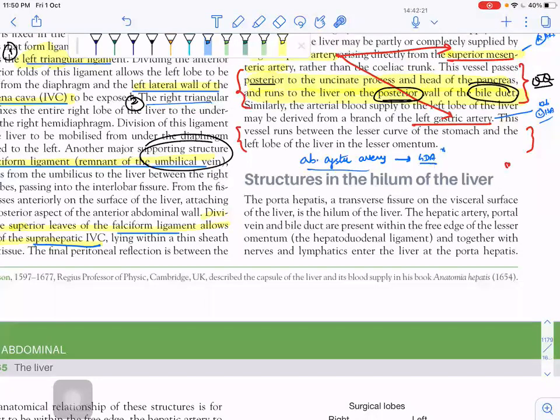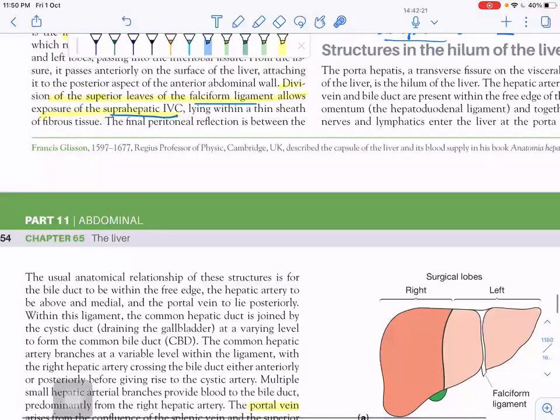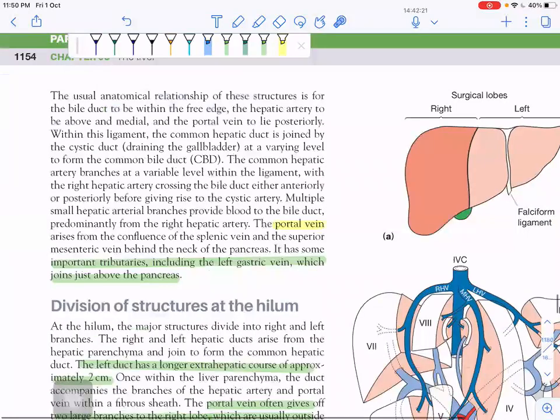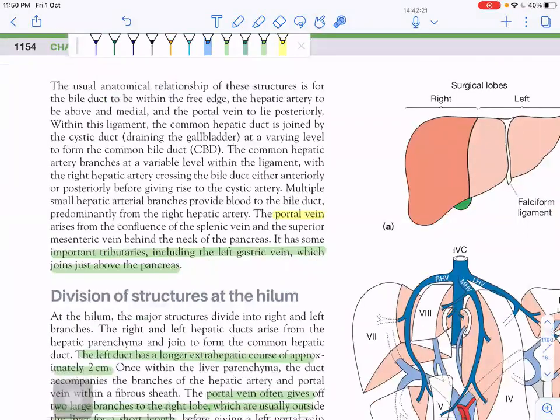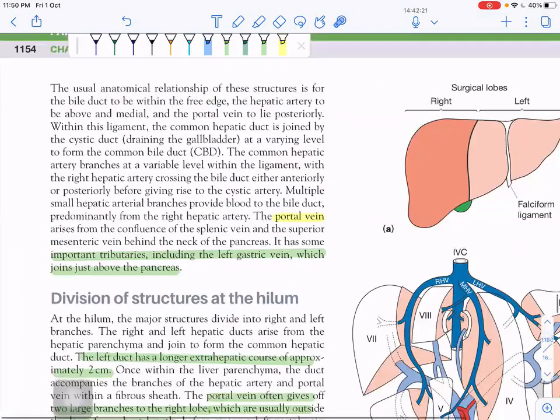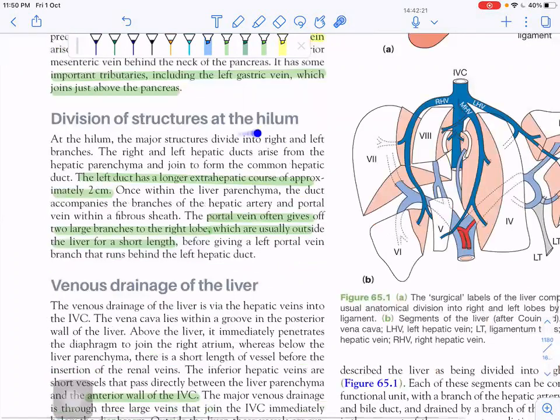Now, structures in the hilum of the liver. The important point to remember is the portal vein. The portal vein arises from the confluence of the splenic and superior mesenteric veins, beginning at the neck of the pancreas. It has some important tributaries, including the left gastric vein, which joins just above the pancreas. So the left gastric vein drains into the portal vein just above the pancreas. Just remember.